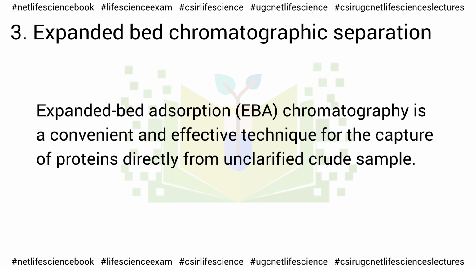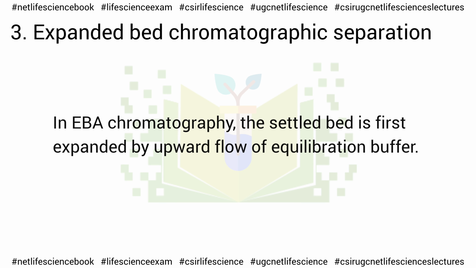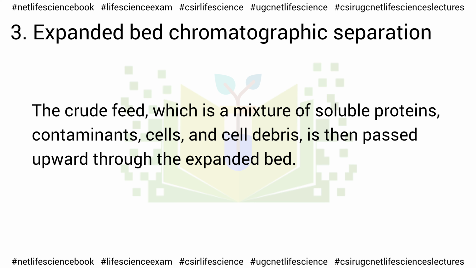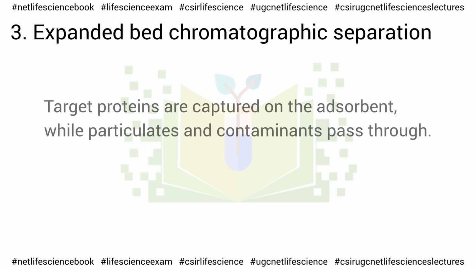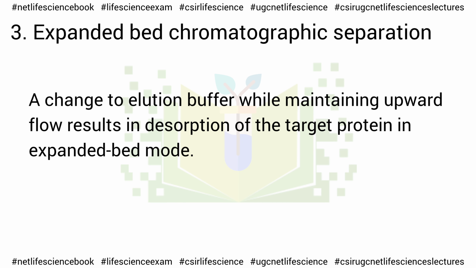Expanded bed adsorption chromatography is a convenient and effective technique for the capture of proteins directly from unclarified crude sample. In EBA chromatography, the settled bed is first expanded by upward flow of equilibration buffer. The crude feed, which is a mixture of soluble proteins, contaminants, cells, and cell debris, is then passed upward through the expanded bed. Target proteins are captured on the adsorbent, while particulates and contaminants pass through. A change to elution buffer while maintaining upward flow results in desorption of the target protein in expanded bed mode.